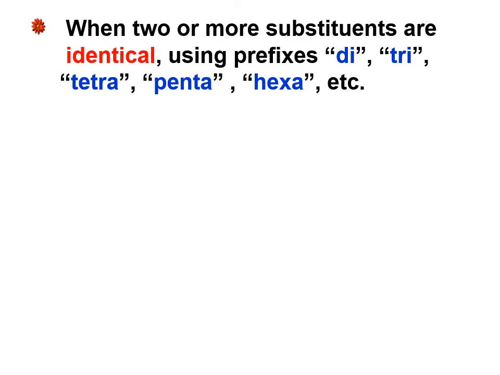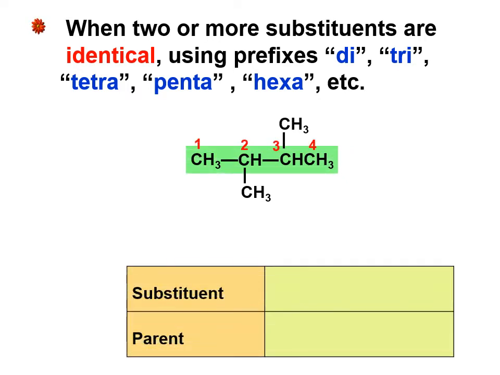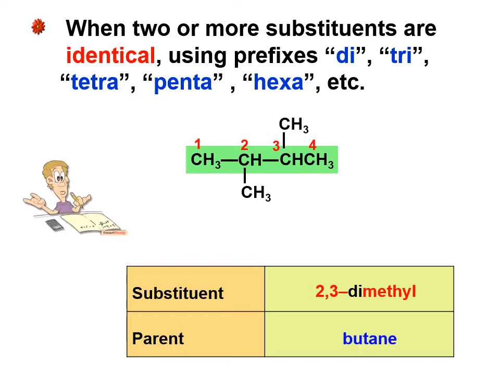When two or more substituents are identical, use the prefixes di, tri, tetra, penta, hexa, and so on. Example: the substituents are both methyl, at carbons 2 and 3. So we must write the prefix di-methyl. The parent is butane and this compound's name is 2,3-dimethylbutane.